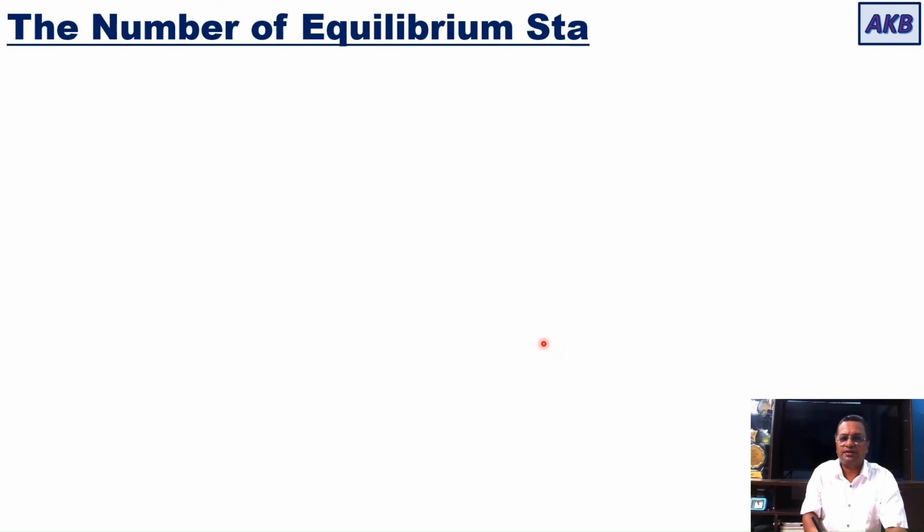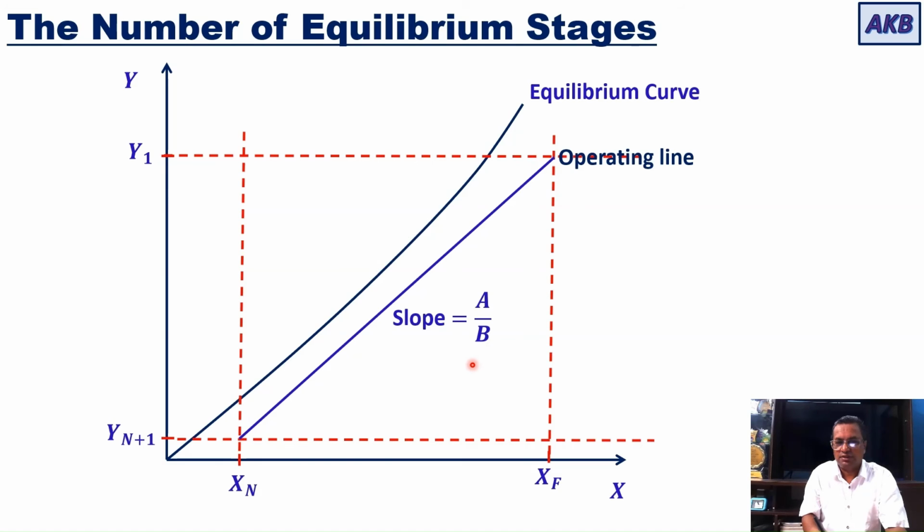Now let us learn how to get the number of equilibrium stages. Equilibrium stages, or you can call them ideal stages or theoretical stages. Now let us learn how to get the number of those equilibrium stages. For that we will be using the XY diagram, that is the equilibrium diagram, where we have plotted the operating line. So you have to start at the end where feed is entering into the cascade. This point is representing that end.